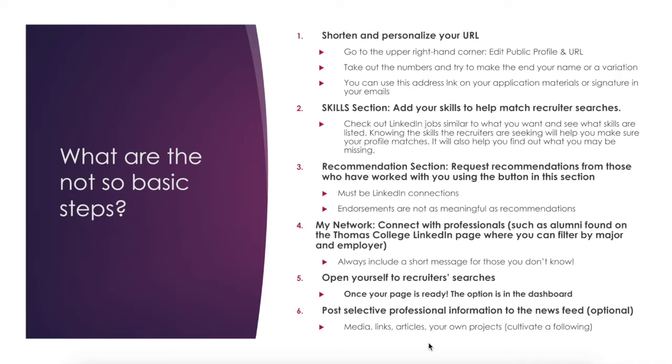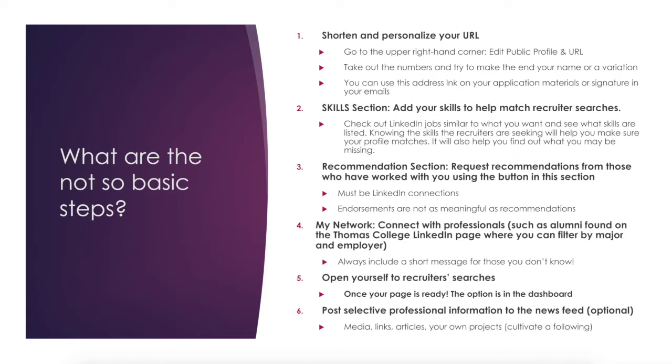You can go to the upper right-hand corner and it'll say Edit Public Profile and URL. It defaults to your name and then some numbers off of the back. You're going to try to take the numbers off and see if it will accept the link with just your name in it. If you have a very common name, that's probably already been taken, so you need to come up with a variation, but try to keep your name as part of that. Once you save that, you can use that address link on your application materials or in the signature line in your emails.